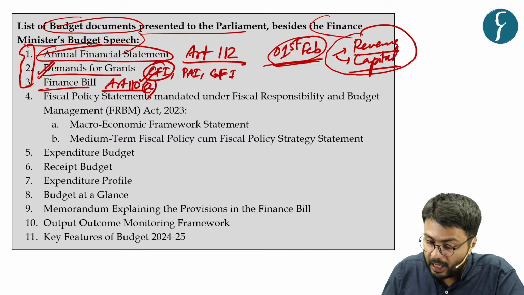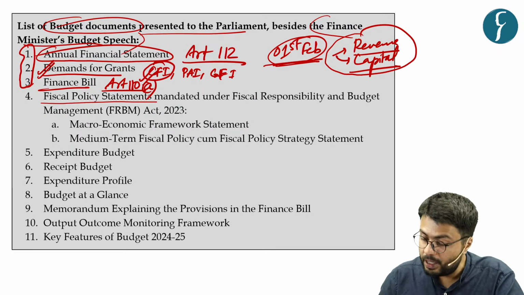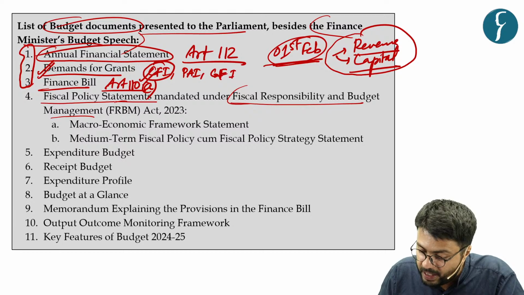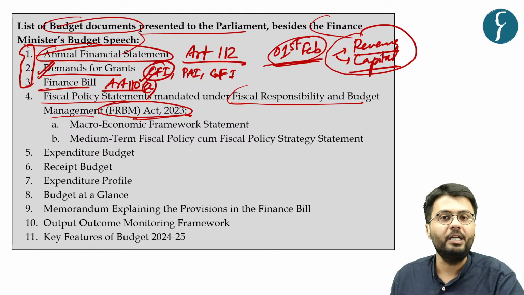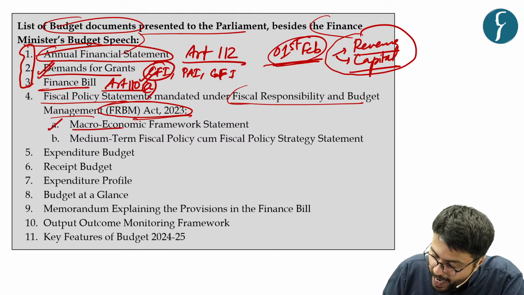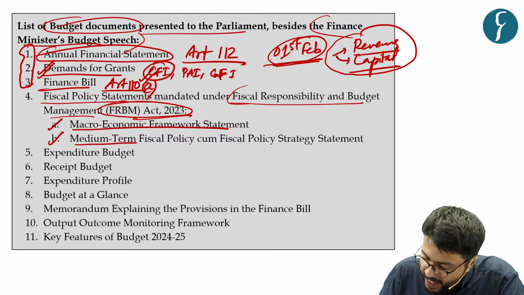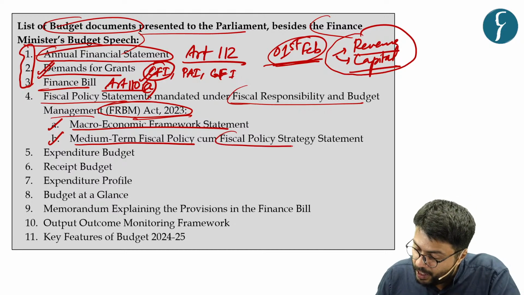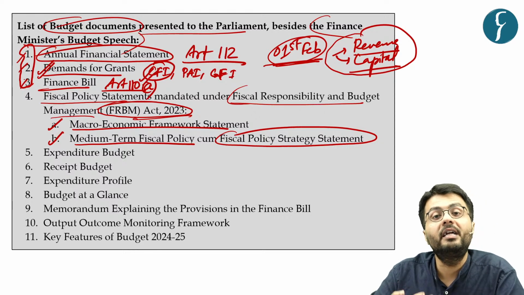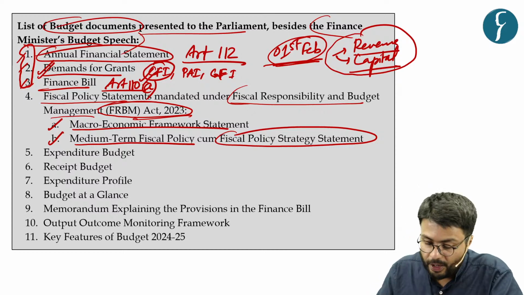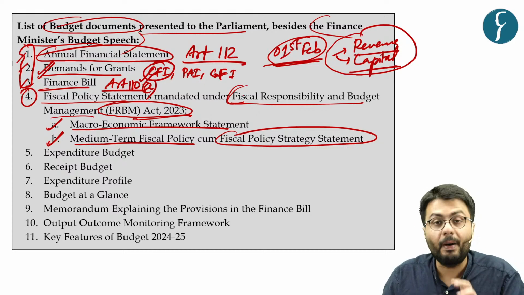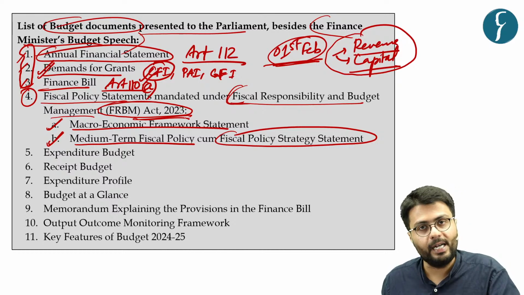However, alongside the budget, the government also comes up with fiscal policy statements, which are mandated statutorily under the Fiscal Responsibility and Budget Management Act, abbreviated as the FRBM Act of the year 2023. Now, according to this act, alongside the budget documents, the government should also present a macroeconomic framework statement and also a medium term fiscal policy strategy statement. So you can understand the first three statements are mandated on the government by the Constitution itself, whereas this fourth document, which is a set of two documents, is mandated by a statute called the FRBM Act of the year 2023.